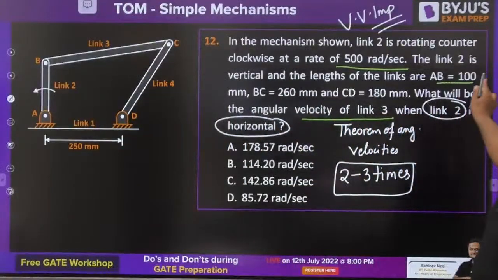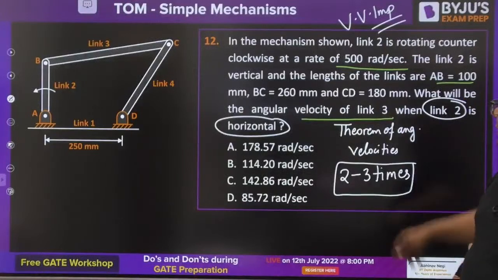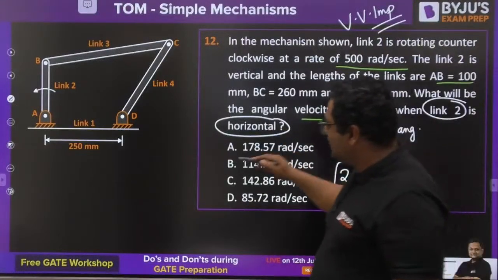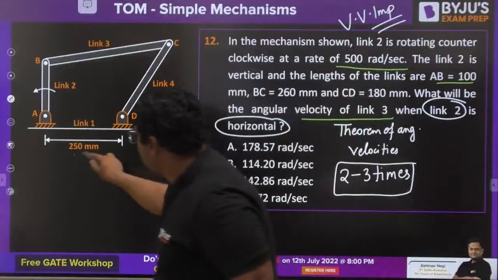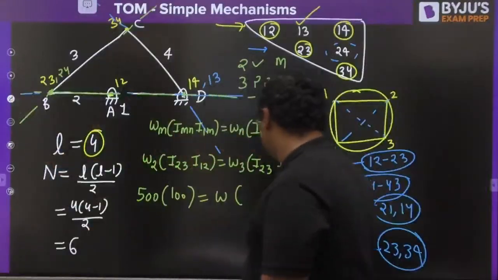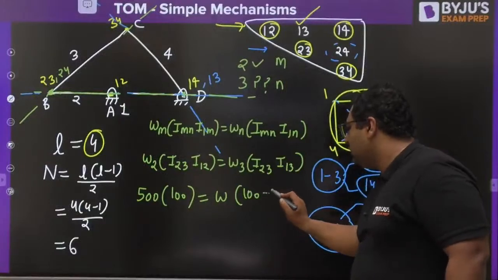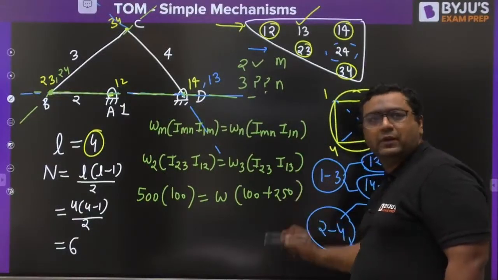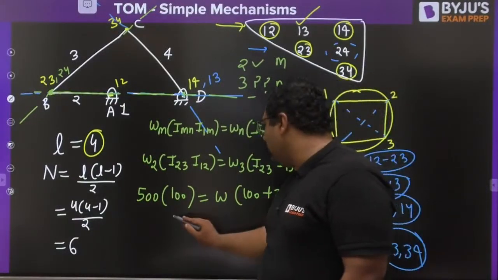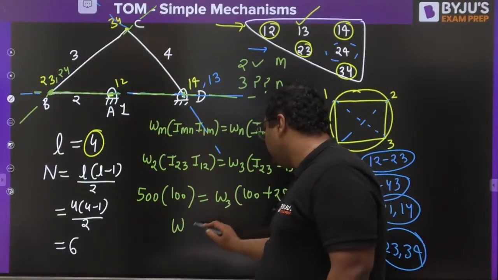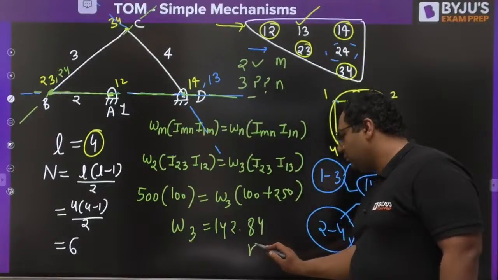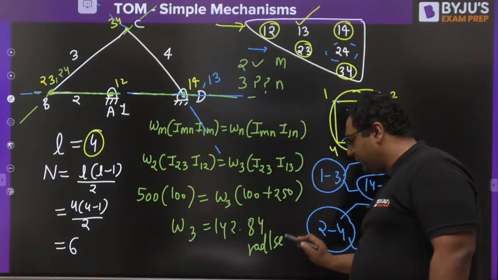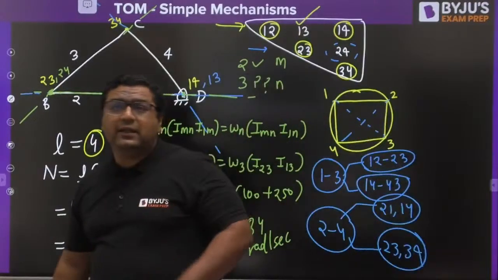So AB is 100. CD is given to us, BC is given, AD is given as 250. Just put the value, so it will be 100 plus 250. So guys, you will be getting omega 3 as 142.84 radians per second. Is it clear?